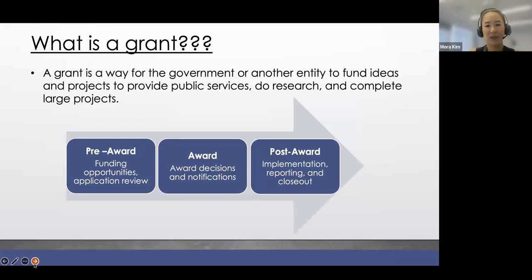Okay, this is just a very quick overview about what grants are. It's basically a funding mechanism in order for you to fund ideas, projects, provide public services. And when you receive the award, then you do the project, whether it's research, a community engagement or service project, whatever it is. Next slide.